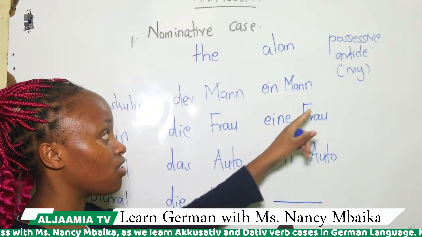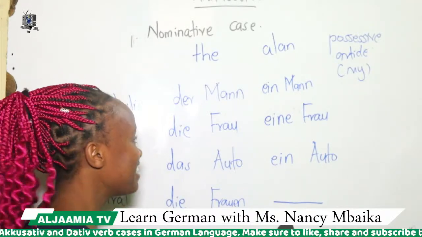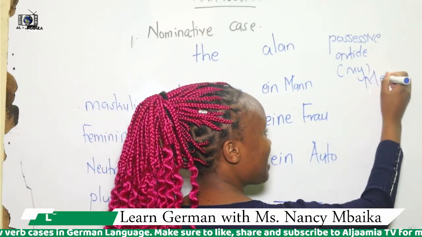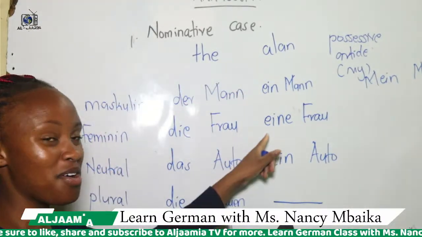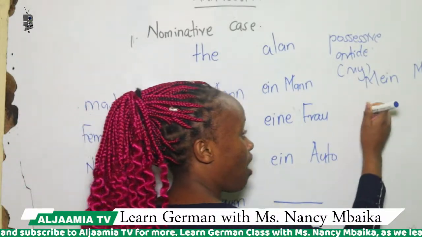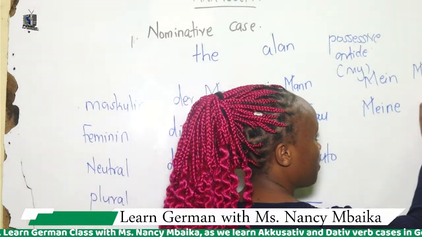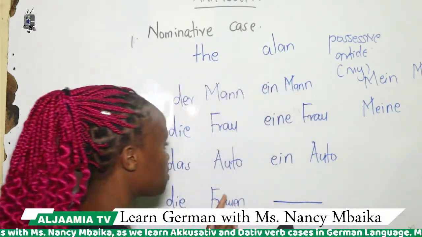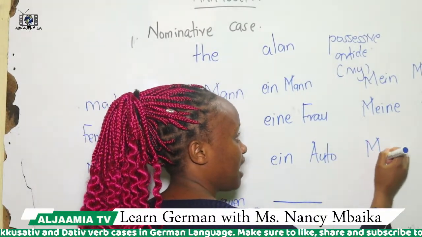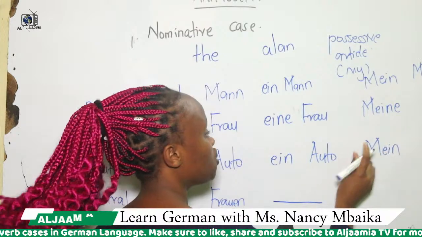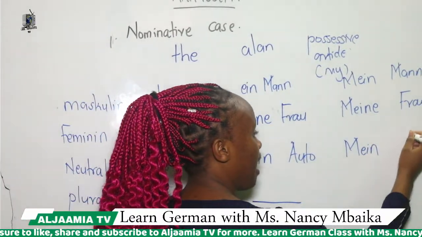So let us go to the possessive article, and the one that you're going to use today is my. So I want to say my man. So I'm going to say mein Mann. And if I want to say my woman, I'm going to say meine Frau. I want to say my car. I'm going to say mein Auto. It kind of looks like the neutral case kind of looks like the masculine case, but they're not the same. So mein Auto.